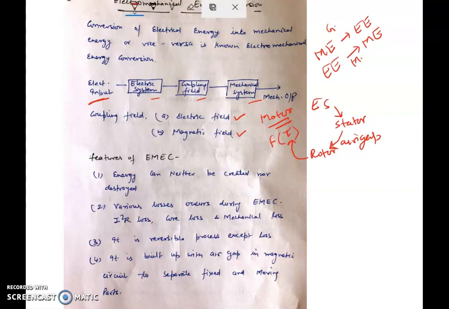What are the features of EMEC? Features of electromechanical energy conversion are that energy can neither be created nor destroyed. Whatever your energy is, that will remain constant.